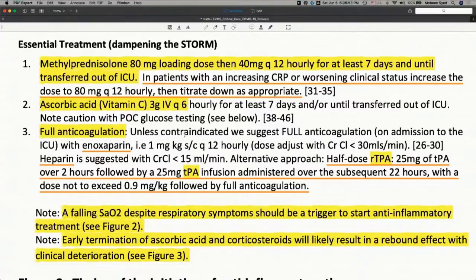Then with that, the patient is in the ICU or about to go into the ICU. So then with that, ascorbic acid, vitamin C, 3 gram IV every 6 hours for at least 7 days. Here the important note: caution with the glucose testing. So look, this is a very, very important thing to keep in mind.